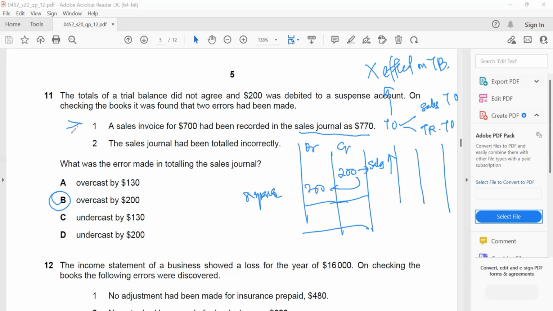There are 6 errors which do not affect the trial balance. So one of them is that original entry.